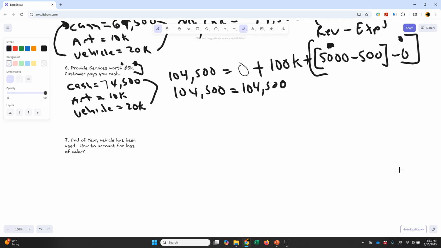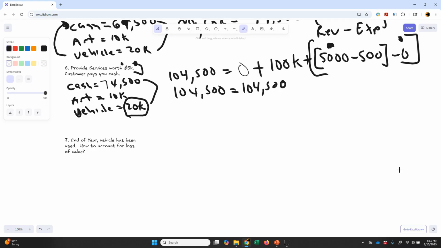Okay, so now finally, at the end of the year, our vehicle is not worth $20,000 anymore because we've used it up. We know vehicles lose value. So we have to somehow account for the fact that this vehicle is being used up and it's worth less.